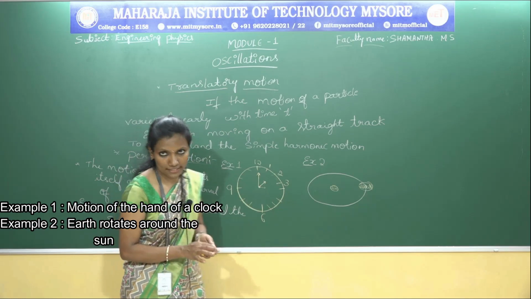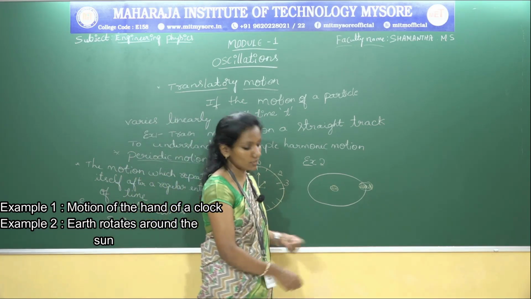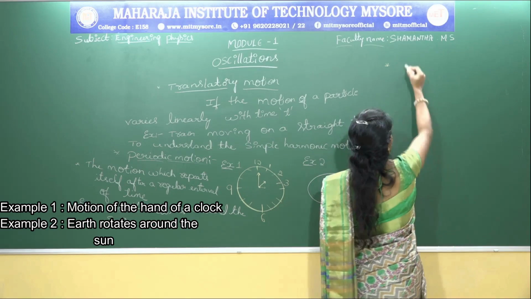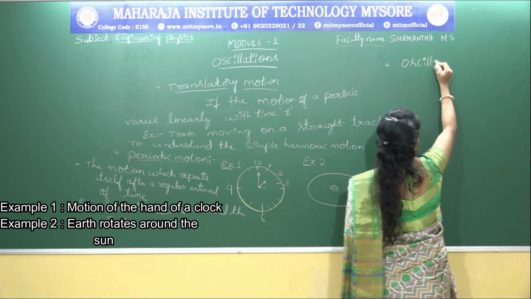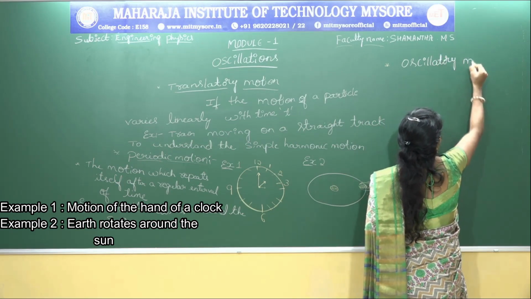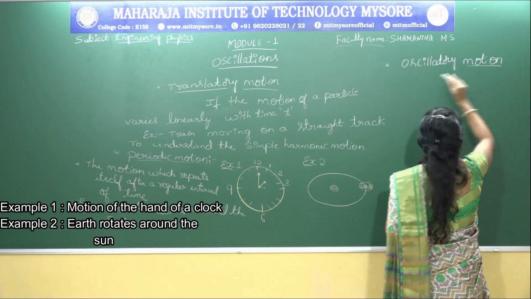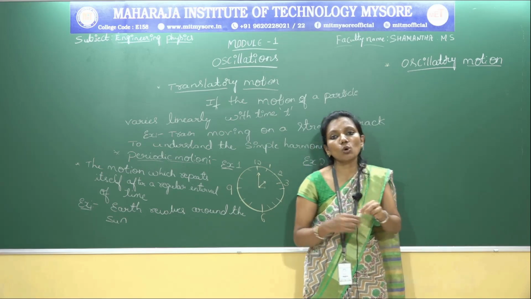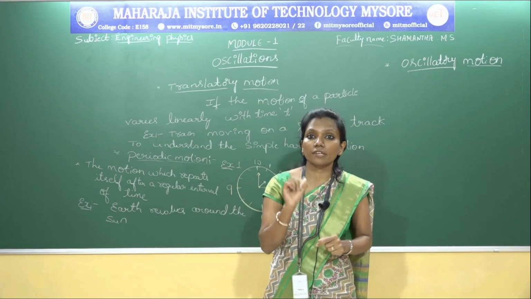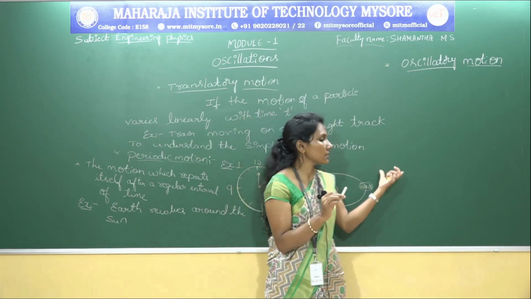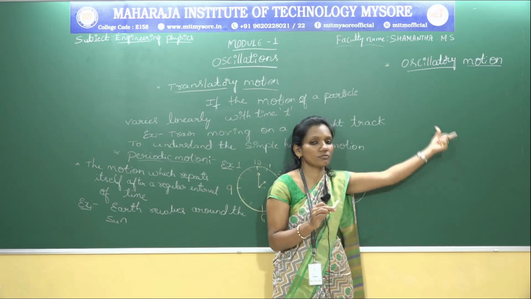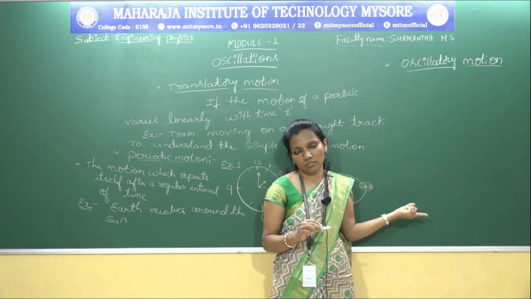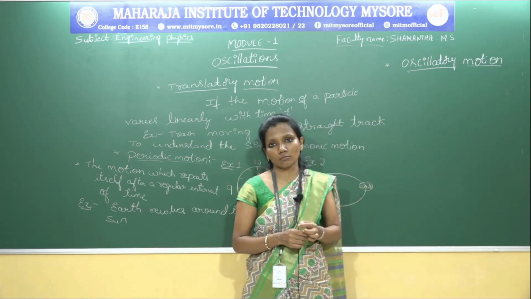Okay. So, what then is the oscillatory motion? That is somewhat different. Oscillatory motion: the motion of a body which makes a to and fro motion about a fixed reference point. That means after travelling some distance, the particle will come back to the same position in the reverse direction. That is what we call the oscillatory motion.